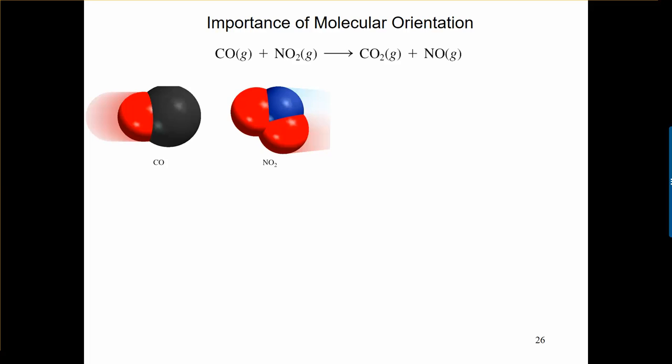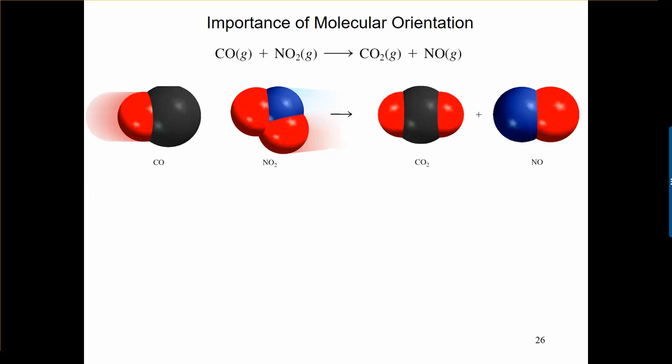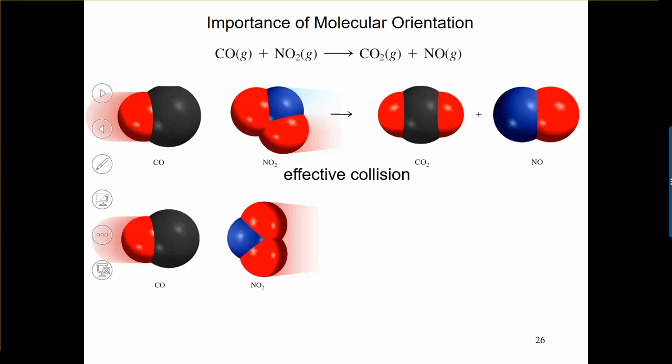So here we have carbon monoxide and nitrogen dioxide. If the oxygen hits in the correct place from the carbon monoxide, the reaction will proceed forward. But if it doesn't, let's say the oxygen hit the nitrogen, then they might just bounce off because they're not oriented in the correct way, to lead to a reaction that's actually going to result in an effective collision.